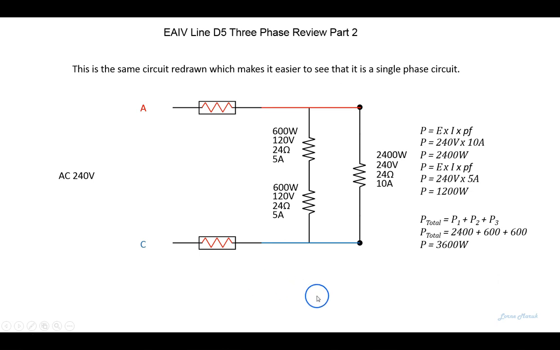This is the same circuit being drawn as a single-phase circuit. Hopefully that makes a little more sense. We could have done 120 times 5 and got 600. So I'm showing you here that you could do it that way as well. There's always a couple ways of doing things. We could have gone E squared over R as well to get power. It doesn't matter how you get there, as long as you follow the same method each time, you should get the results.